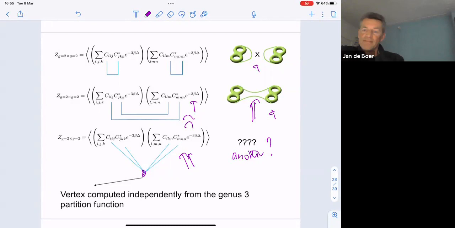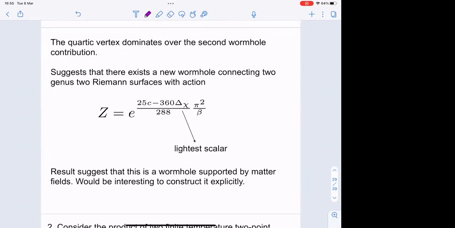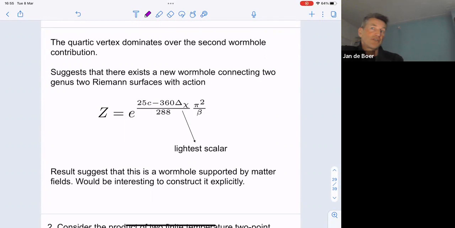That's an interesting prediction. We have not been able to verify it. You can compute the action for that unknown new wormhole. And it turns out that this action is kind of interesting because it depends in a rather complicated way on the central charge of the theory. But it also depends non-trivially on the dimension of the lightest non-trivial scalar field in the theory.